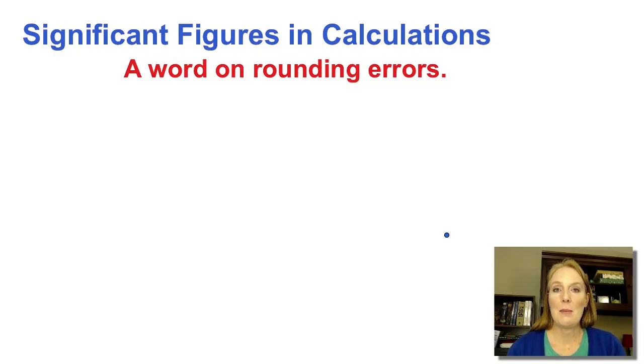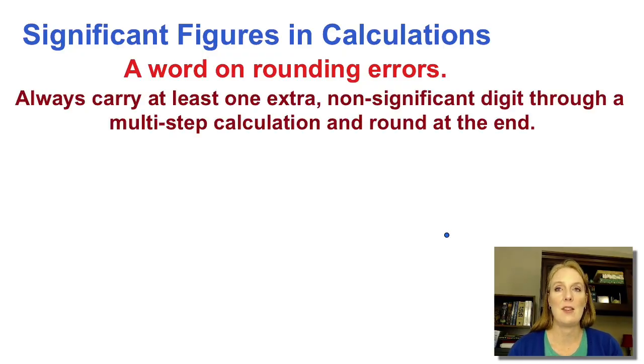One of the things that can happen if you have a calculation where, let's say, you have 5 or 6 different operations that you need to do in the calculation, is that if you round an intermediate calculation, you can end up with lots of errors. So what I recommend that you do, and I'll show you an example so you see what I mean, is that you always carry at least 1 extra non-significant digit through the multi-step calculation, and then round at the end. And I actually like to carry a couple of extra digits the whole way through and use a line to underline the last significant digit to help me keep track.